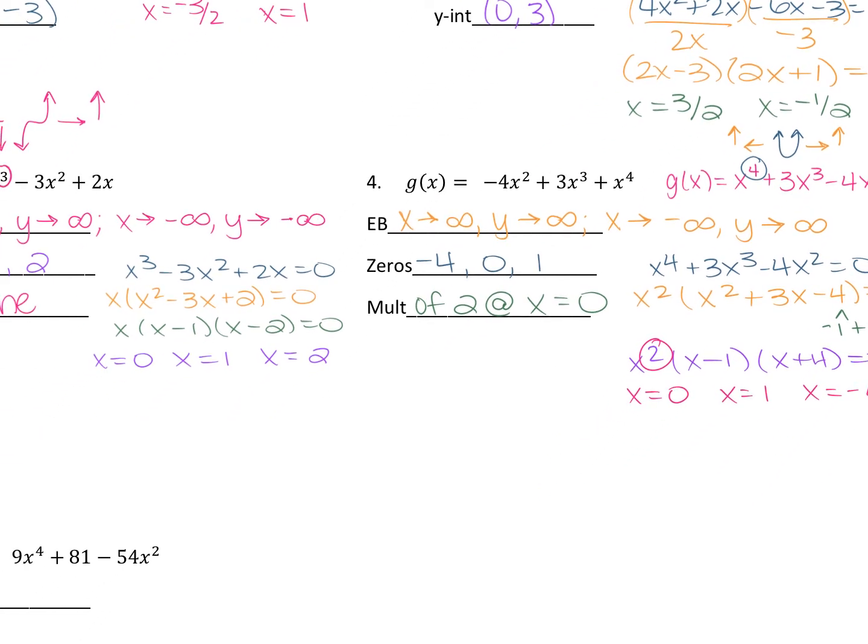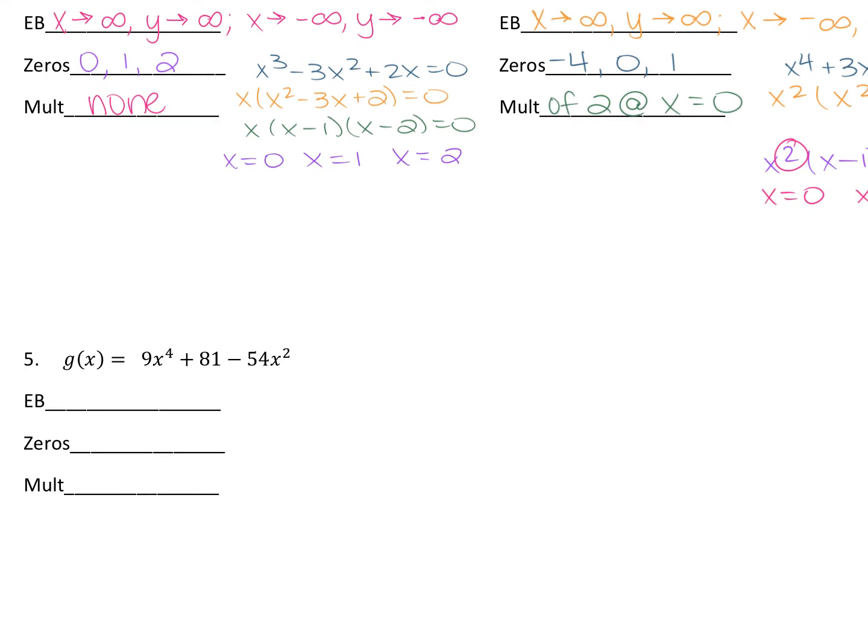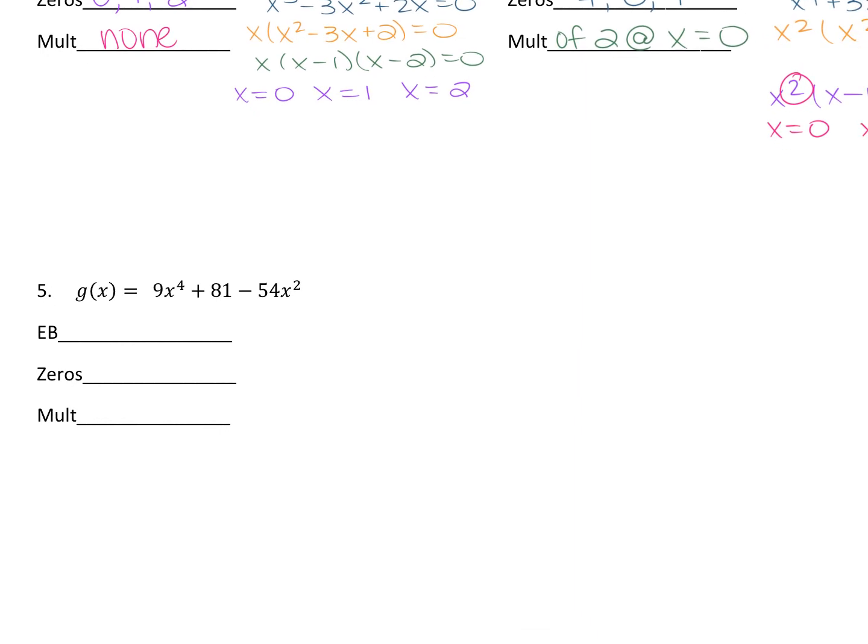For number 5, we're given g of x is equal to 9x to the 4th power plus 81 minus 54x squared. I'm just going to rewrite this in standard form to give us g of x is equal to 9x to the 4th power minus 54x squared plus 81. If we set this equal to 0 and solve, the first thing that we're going to do is factor out our greatest common factor, which is 9.